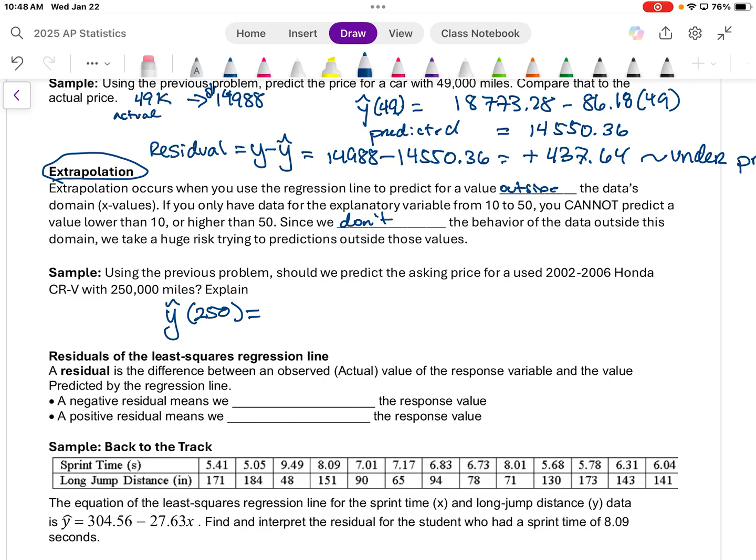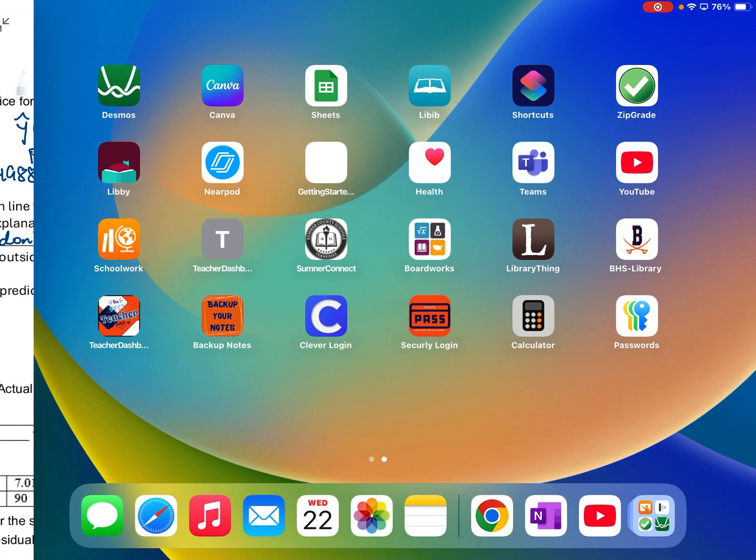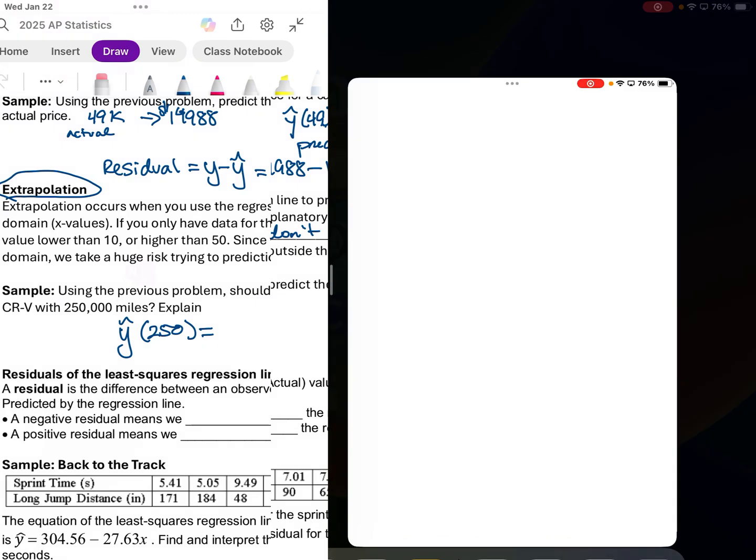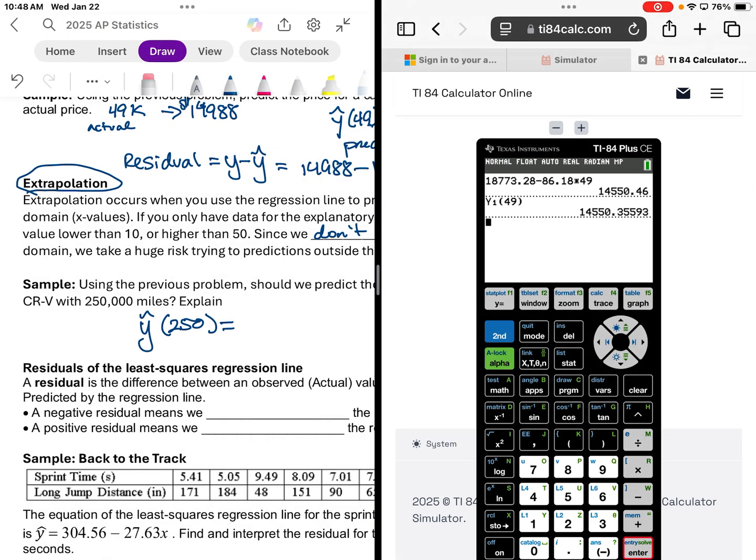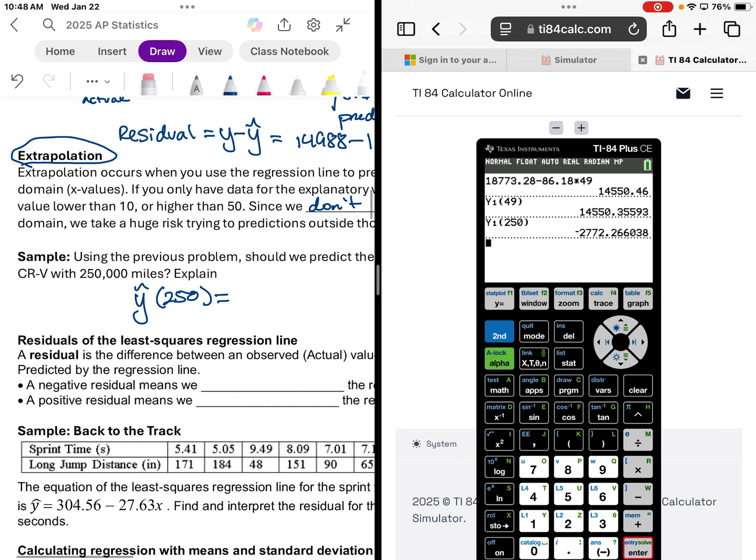Now, real quickly, I'm going to figure out what that means for the price of the car in the context of the problem. If I go in here and say alpha trace, let me use Y1, and I put 250 in there and hit enter, notice what it tells me the predicted price of the car will be. It says the predicted price of the car is $2,772.27.